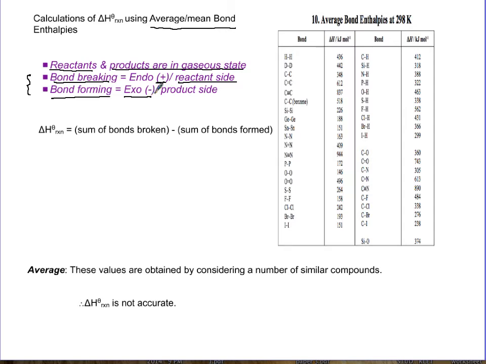The last thing to do is you sum them up. So delta H of reaction is the sum of bonds broken in the reactants minus the sum of bonds formed. Now this minus comes from the fact that it's exothermic.